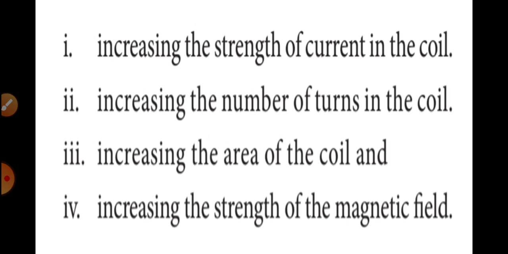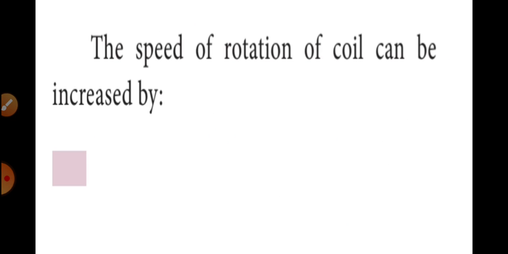Third one is increasing the area of the coil. If we increase the area of the coil, the speed of rotation of the coil will increase. Last one is increasing the strength of the magnetic field. If we increase the strength of the magnetic field, the rotation will increase. That is why we are using the permanent magnet. So if we increase all these, the speed of rotation of the coil will increase.